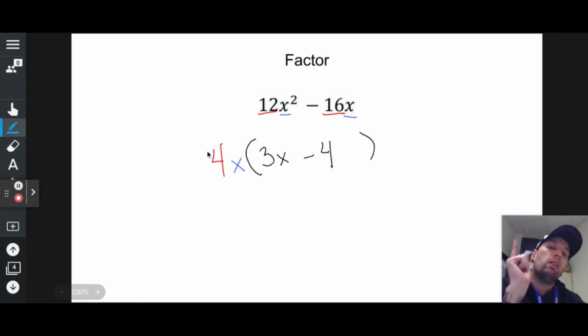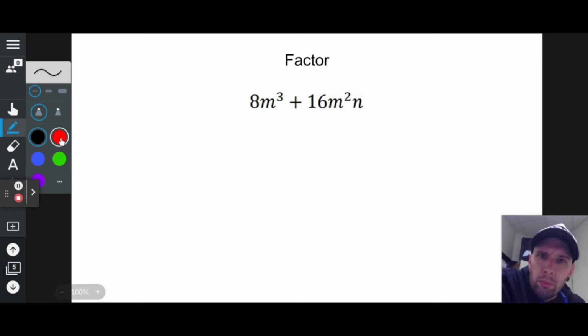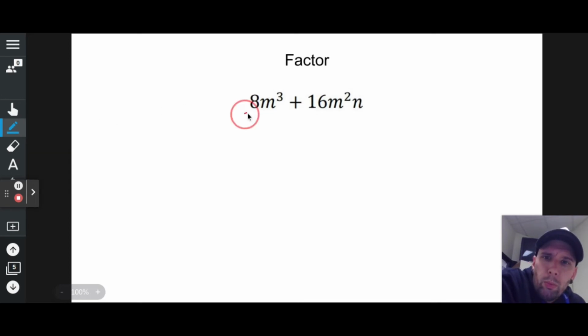I'm done. To check my work, 4 times 3 is 12, x times x is x squared, 4 times negative 4 is negative 16, x times nothing is just an x. I did it right.